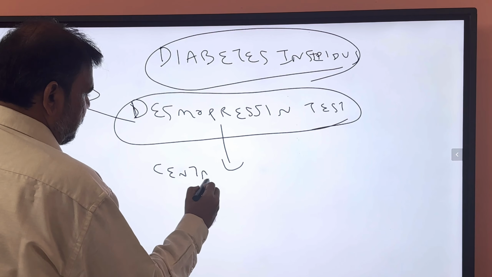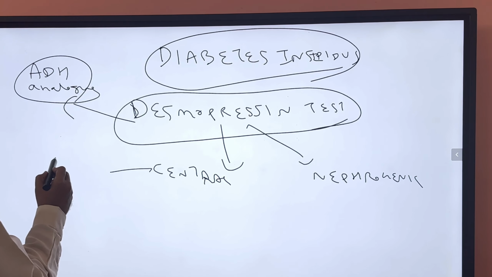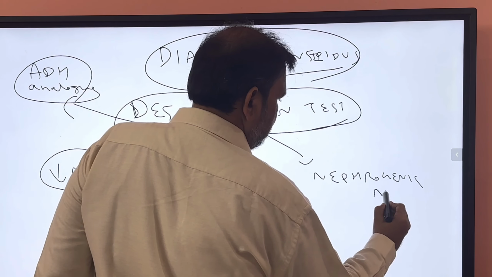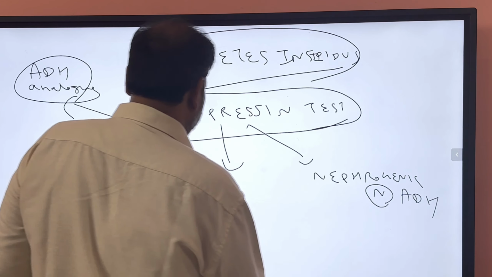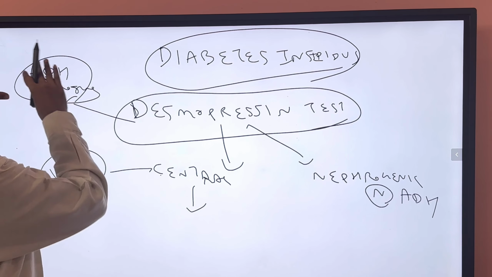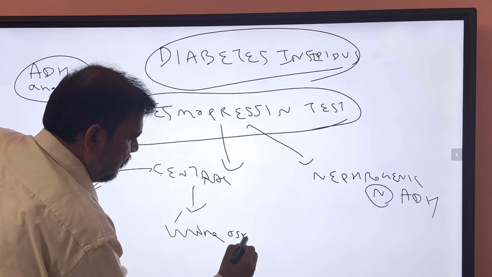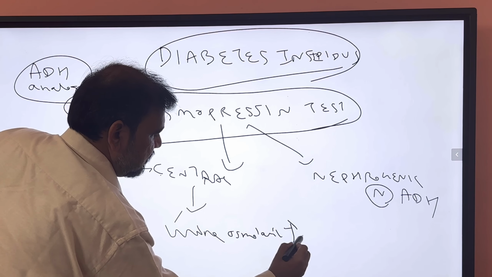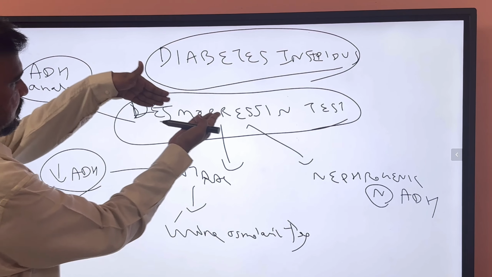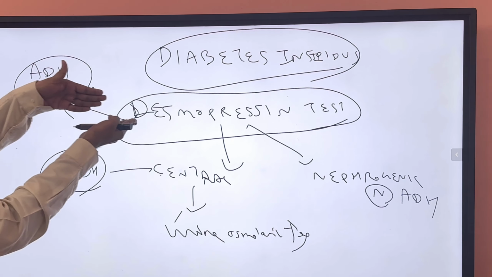I will write here central, nephrogenic. What is the problem? In central, ADH is not there. In nephrogenic, ADH is normal. Now tell me, in central diabetes insipidus, ADH is less. Now what am I doing? I am giving ADH. So what is expected? Urine osmolarity increases. ADH is going to work because I am giving ADH. See here, I am giving the ADH analog desmopressin. What is the problem? ADH is not there, but I am replacing the ADH with desmopressin.